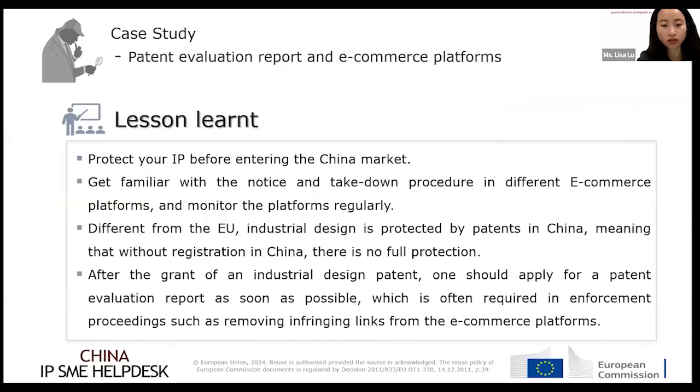From this case, you can see that after the grant of the industrial design patent, you should also apply for the patent evaluation report as soon as possible, because you will be required to submit it in enforcement proceedings, like removing an infringer's link from an e-commerce platform.